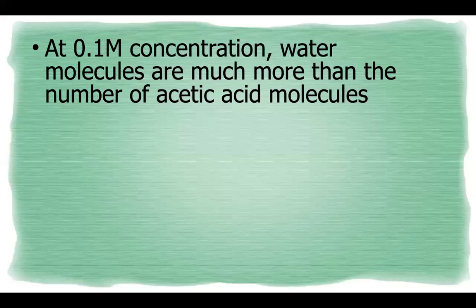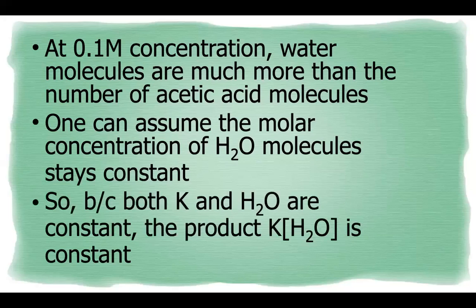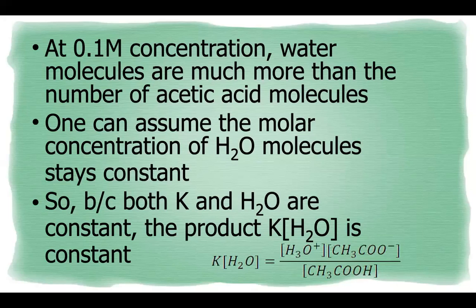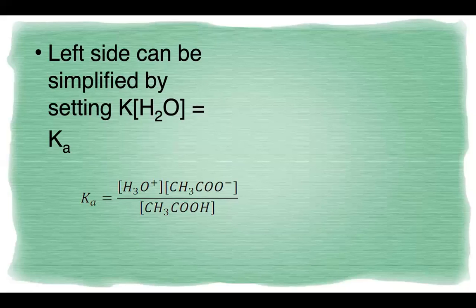At a 0.1 molar concentration, the water molecules are much more numerous than the acetic acid molecules. And you can assume that the molar concentration of water molecules stays constant because it's a liquid. Because K and H2O are both constant, the product of K and H2O is also constant. So we can move the water to the other side. So we simplify the expression K times the concentration of water as Ka.